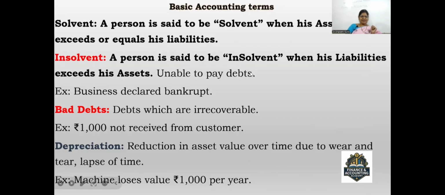Here I gave an example. A machine loses its value by 1,000 per year. Maybe the value of that particular machine is 10,000 and the life of the machine is 10 years. So 10,000 by 10 years is equal to how much? 1,000 per year is the depreciation value of that particular machinery.